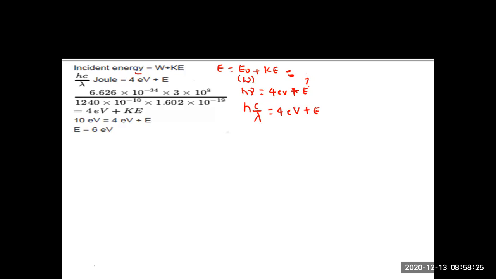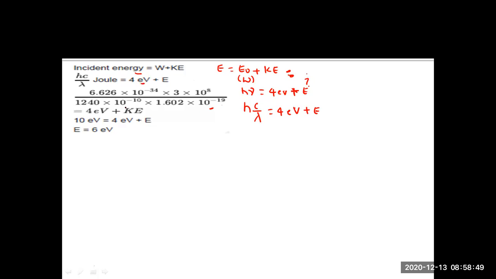And do we need to convert this joule into electron volt? Because the work function is given in electron volt. So if you calculate hc by lambda, it will be in joules. You have to divide by 1.602 into 10 raised to minus 19. Then it will convert to electron volt.